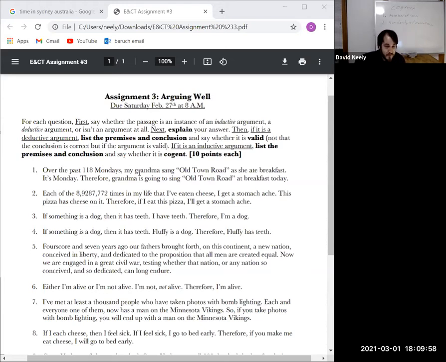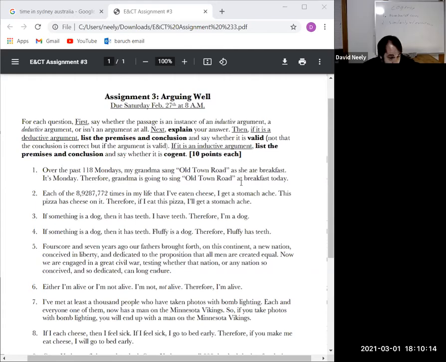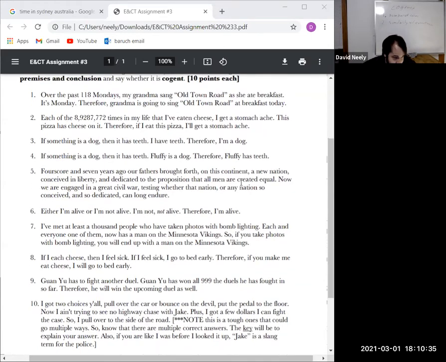4 is the flip side of this one. If something is a dog, it has teeth. Fluffy is a dog, therefore Fluffy has teeth. Is this deductive or inductive? Deductive. Yep, and is it valid? Yes, this one was valid. It was valid because we've said by definition, we're assuming that every dog has teeth. The fact that there are, in fact, some dogs who don't have teeth is irrelevant because we're assuming that all dogs do. And once we assume that if something's a dog, then it must have teeth, the very fact that Fluffy's a dog means that we know Fluffy has teeth.